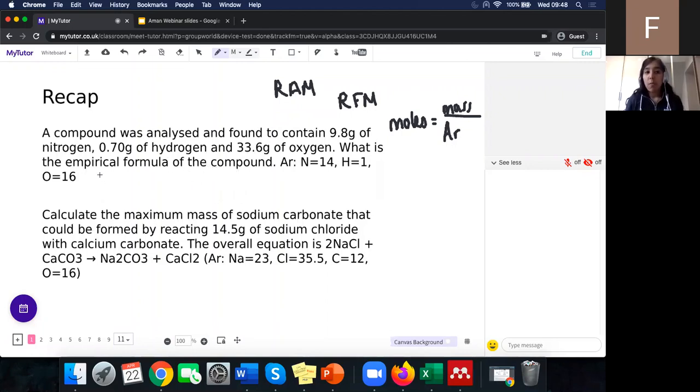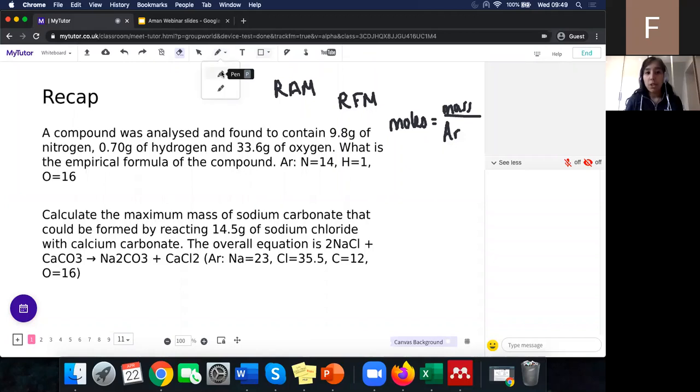Hopefully you remember that empirical formula means the simplest ratio. The example I gave on Monday was carbon dioxide, CO2. The simplest ratio of those elements is 1 carbon and 2 oxygens. It wouldn't be C2O4 because that's not the simplest ratio. The empirical formula is aiming to find that simplest ratio.